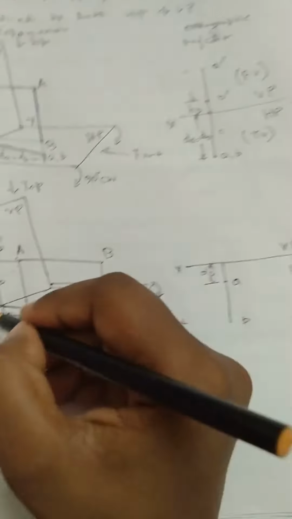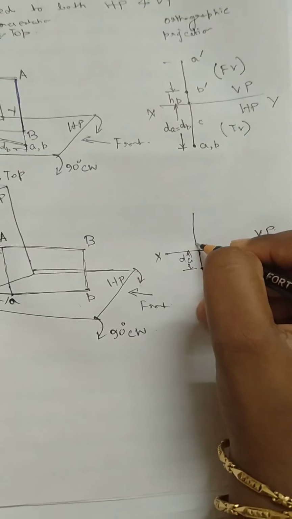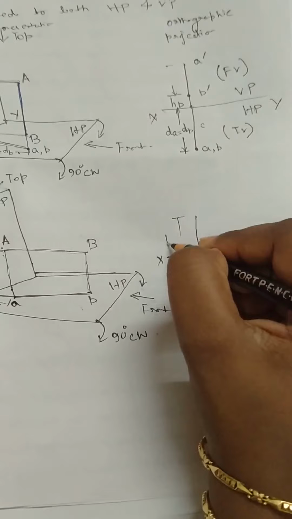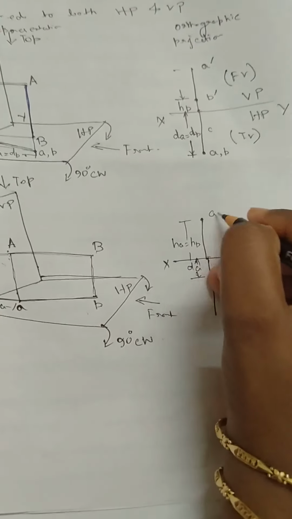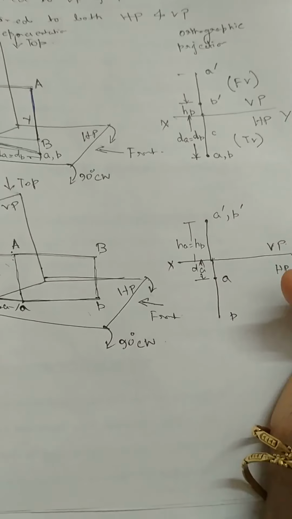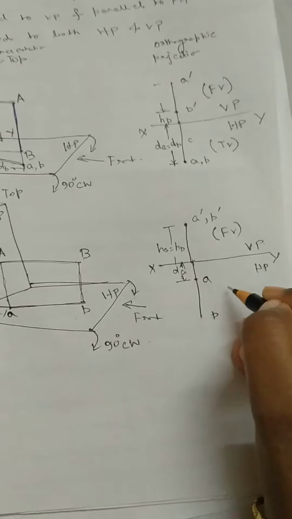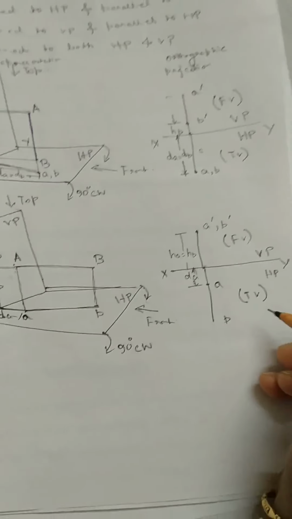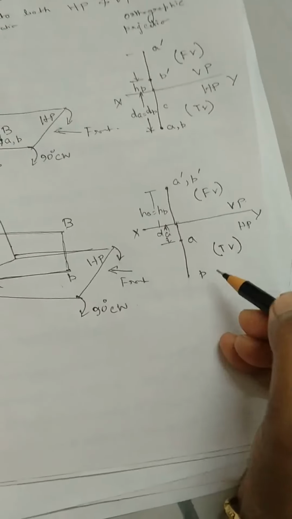And again from here to here the distance is HA equal to HB, and here our A dash and B dash point. So again this will be our top view, this is our front view, this is our top view.